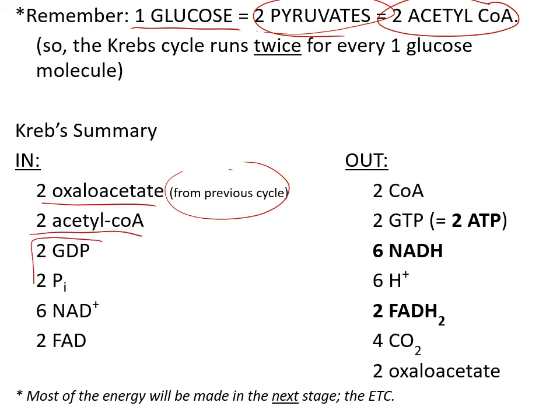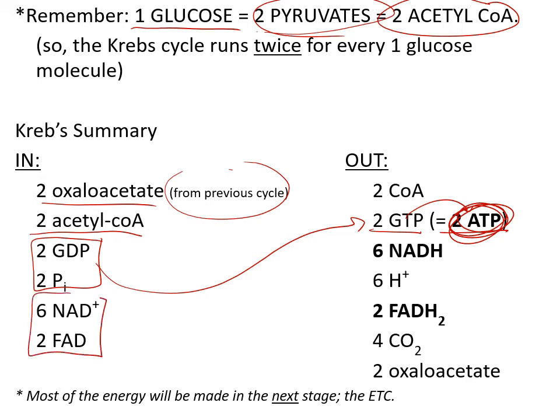Our unenergized energy carriers, GDP is going to be energized, and it is going to be made into GTP, which is then used to make ATP. So ATP is the goal there. We're making 2 of those. Our empty electron carriers get turned into full electron carriers.